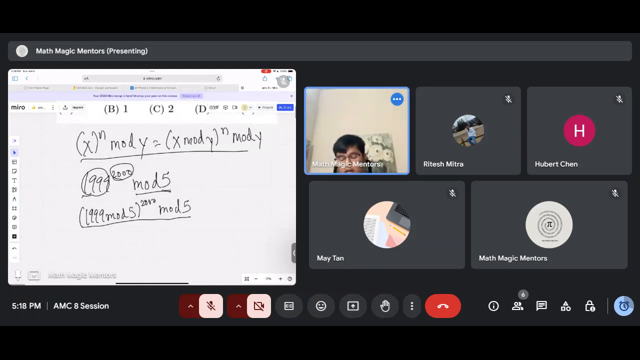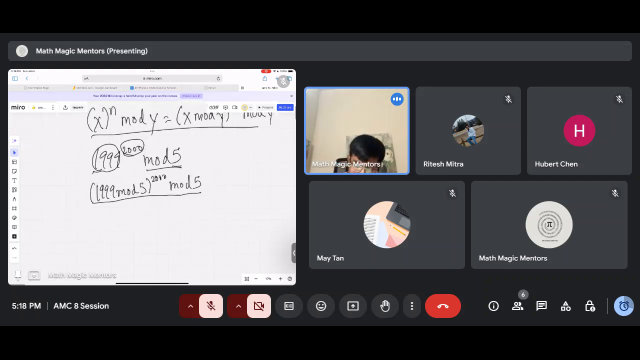So when you're doing mods, you can have positive mods and you can have negative mods. I'm not sure if we covered this earlier on, but I'm just going to show you guys some examples. So 5 mod 3, you can usually write this two ways, right? You can say this is congruent to 2 mod 3, or alternatively, you could say that this is congruent to negative 1. Why this is, I'll show you that.